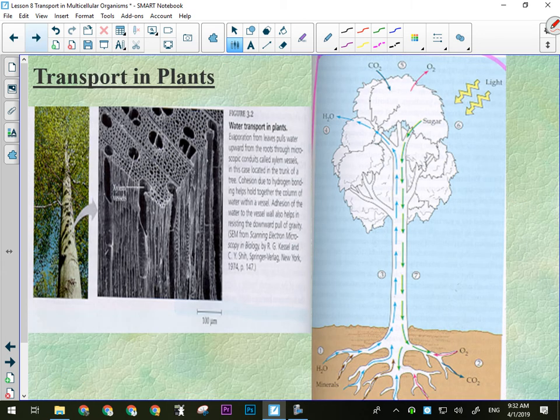Okay, so we're going to go over this diagram here that shows all the parts of the plant, okay, kind of what they do in terms of transport. All right, so this diagram on the left here is showing you the tubes, that is the xylem tubes, that carry water up the plant. This is an electron microscope picture of what that looks like. So this line here is 100 micrometers.